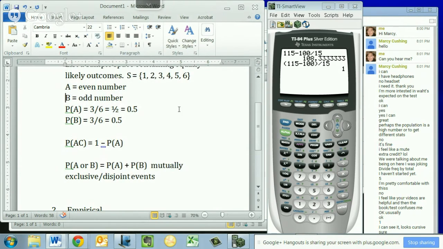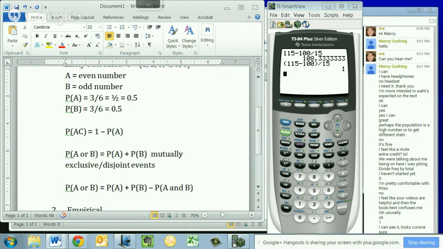So this up here is an example of disjoint events because there are no common outcomes shared between event A and event B. A number is either even or odd. If you do have common outcomes, you have to subtract the overlap to avoid counting outcomes twice.